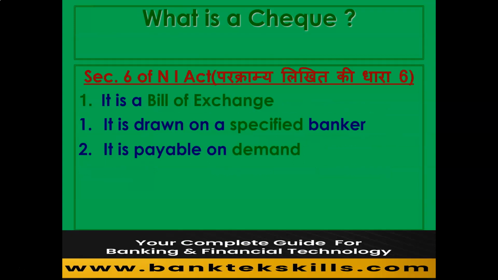What is a check? It is a bill of exchange drawn on a specified banker, and it is payable on demand. A check will always be paid by the bank of the customer who has signed the check. The drawee is always a bank in the case of a check. A check is a bill of exchange where the drawee is always a bank. It is drawn on a specified banker, and the drawer is the one who is signing the check. Payee is the one in whose name that check has been written by the account holder.